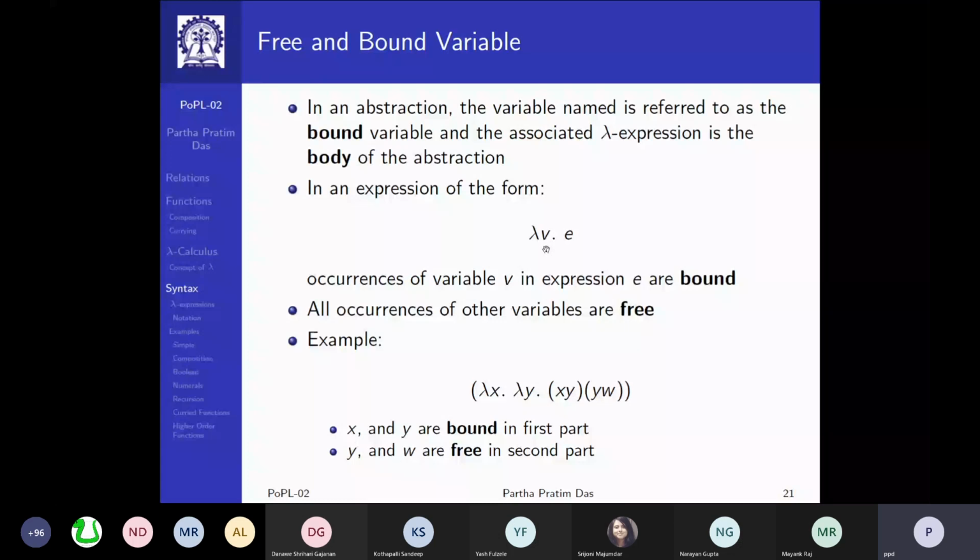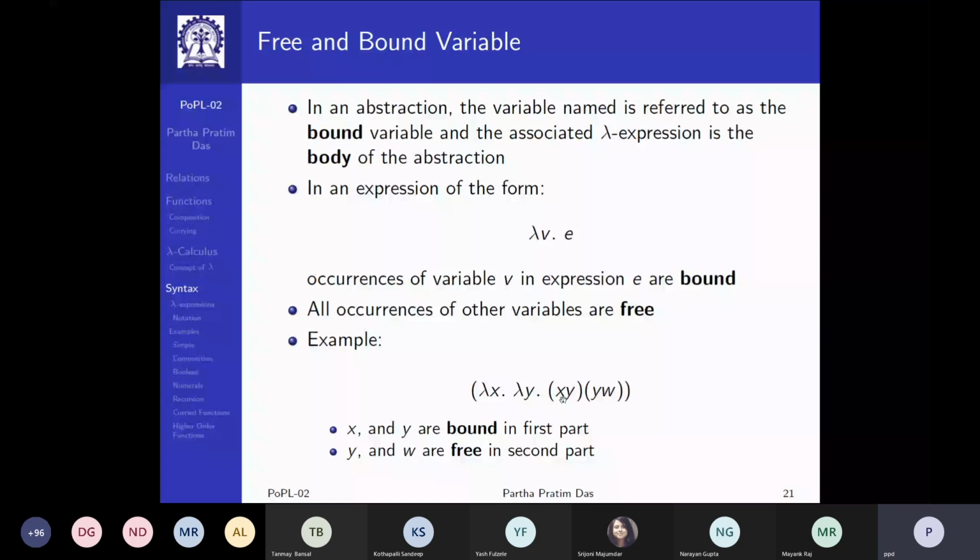Yes, but we have said that application's priority is greater than abstraction. So first we will perform xy and yw, then we will abstract, right? Yes, that you have done. That's not a problem. Y will also be a bound variable. Why perform xy and yw first, then abstract on y and x? No, just think of this.